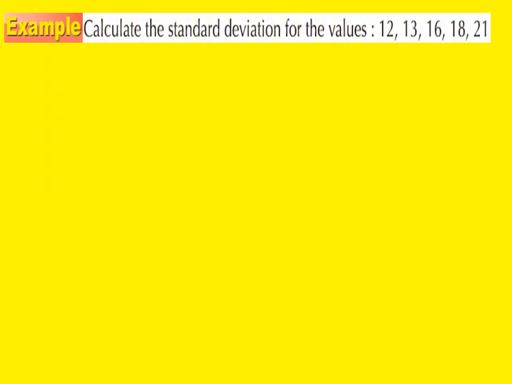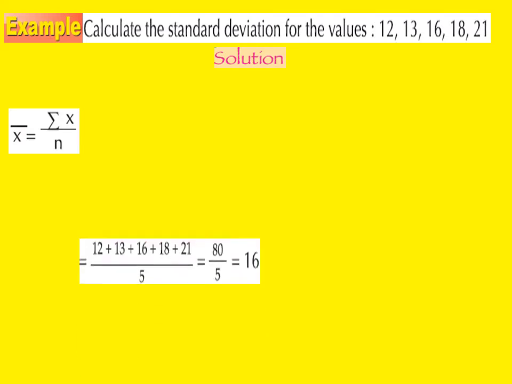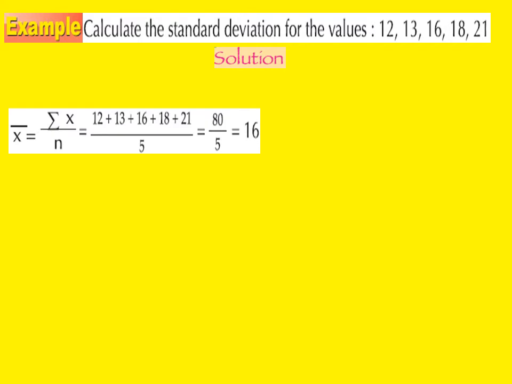Example: calculate the standard deviation of the values 12, 13, 16, 18, and 21. Solution. Find x bar. X bar is the mean of the values equals sum of values over number of values. Then x bar equals 16.